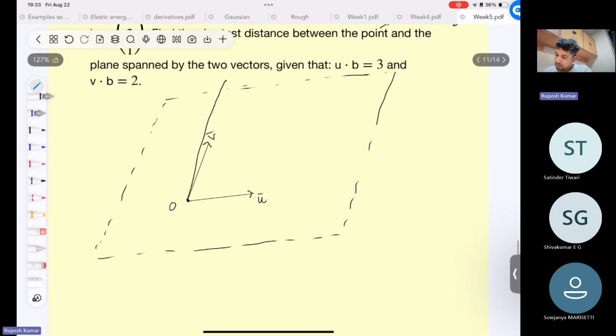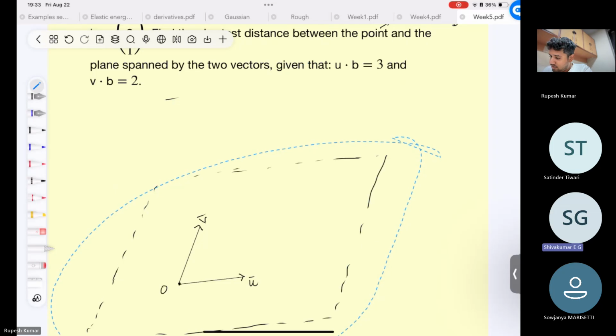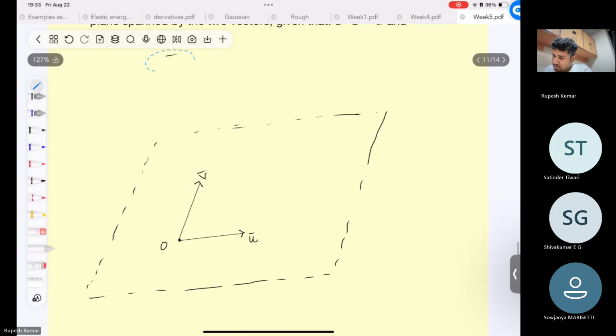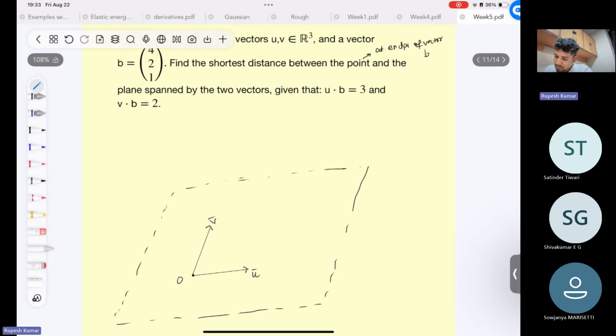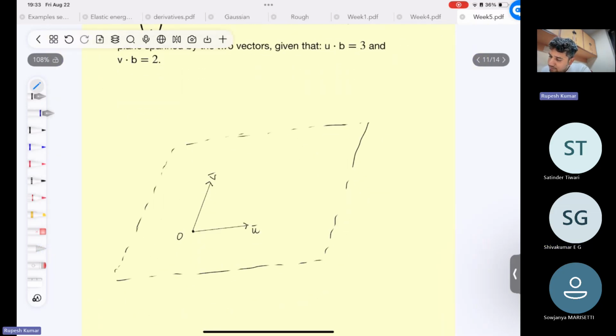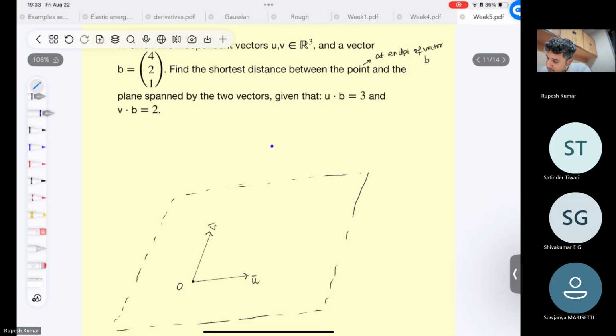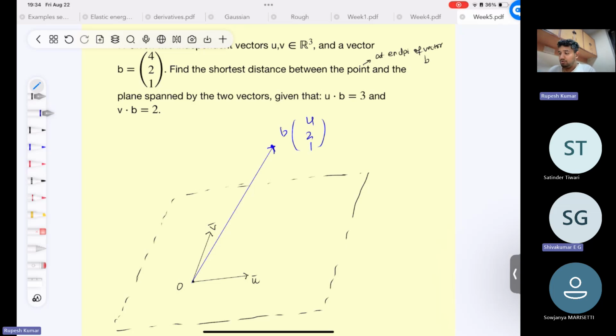Let me move everything. Fine. So now this is the origin, and let's say we have a point in the 3D space, which is 4, 2, 1. When you draw a vector starting from the origin to this point, you will get this vector b. Is the problem clear, everyone?